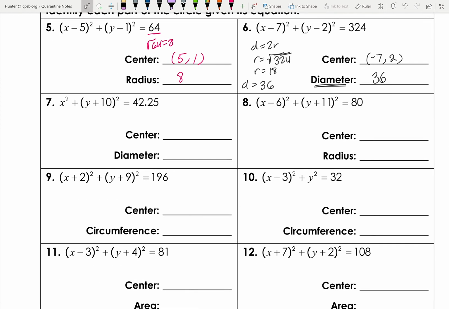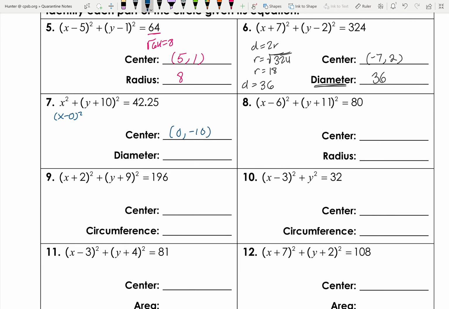You have a decimal, that's going to be fun. Oh, my center. For this one, remember if we have something, just the variable squared, we can think of it as x minus 0 squared. So my x coordinate will be 0. And then since it's a plus, I'm going to have a -10 for my y coordinate.